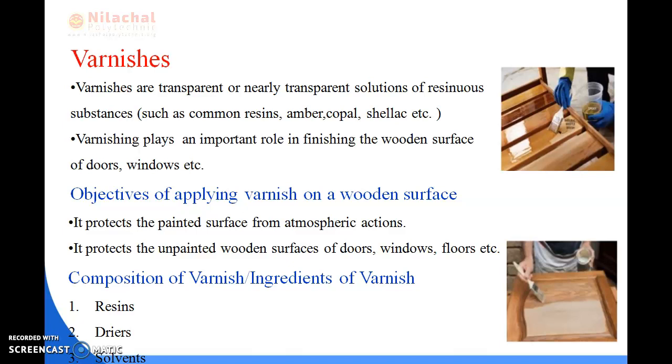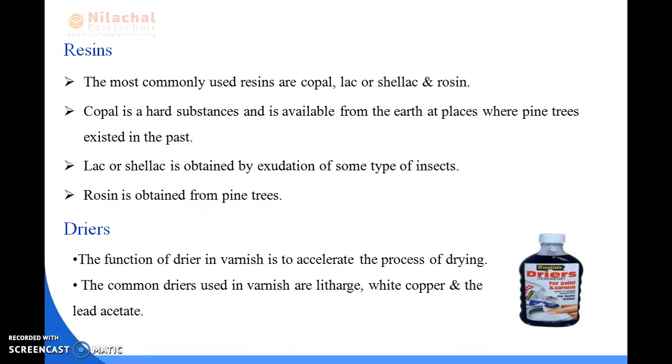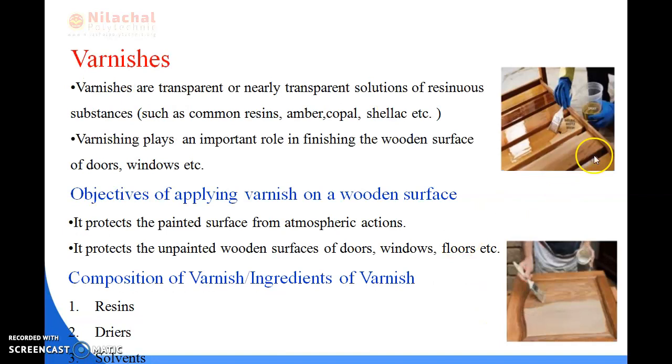Dryers and solvents. There are three types of ingredients in the varnishes. First is resins, dryers and solvents. Okay, so we'll first start with the resins. So what do you mean by resins? I have already said here, there are nearly transparent solutions of resinous substances.